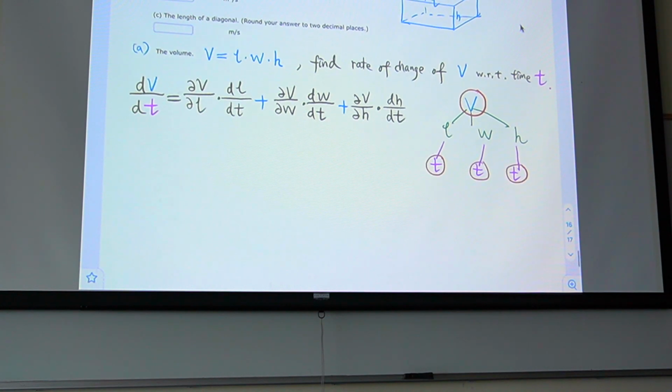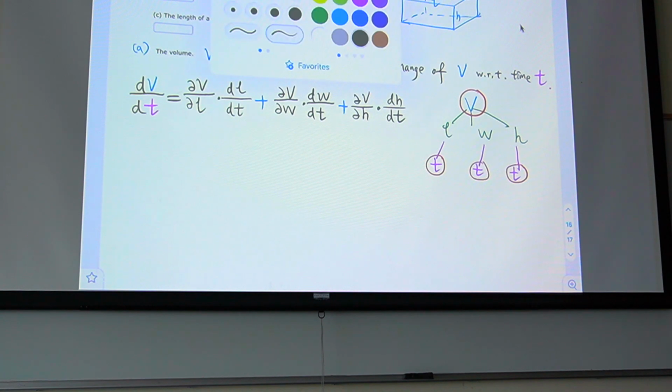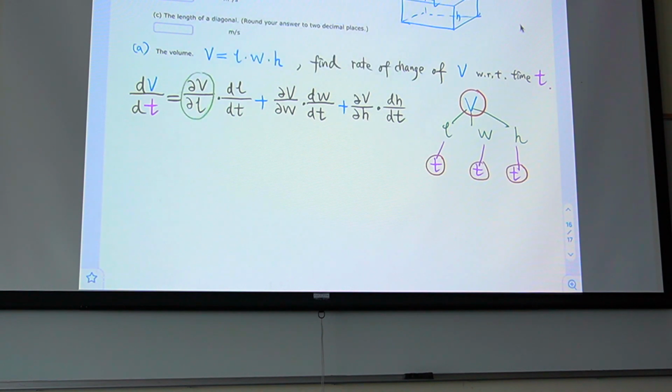So that's the formula. And in order to do that, what ingredients do I need? I need all the partial derivatives: partial V, partial L, partial V, partial W, partial V, partial H. What else do I need? I also need the derivatives with respect to T. So you just need to calculate all of them and then put them in, just like before.